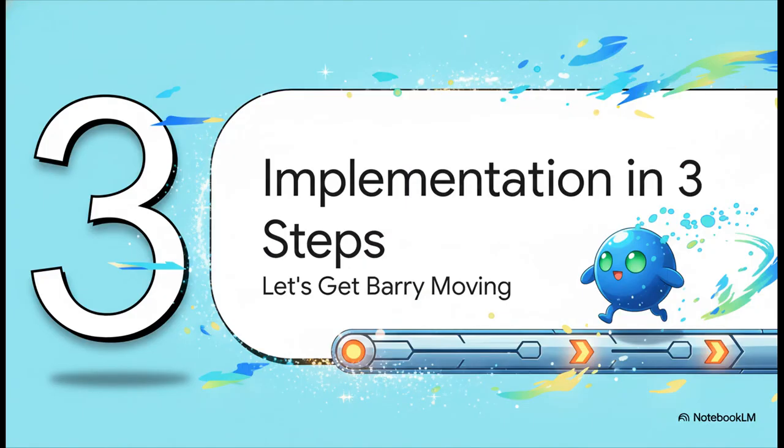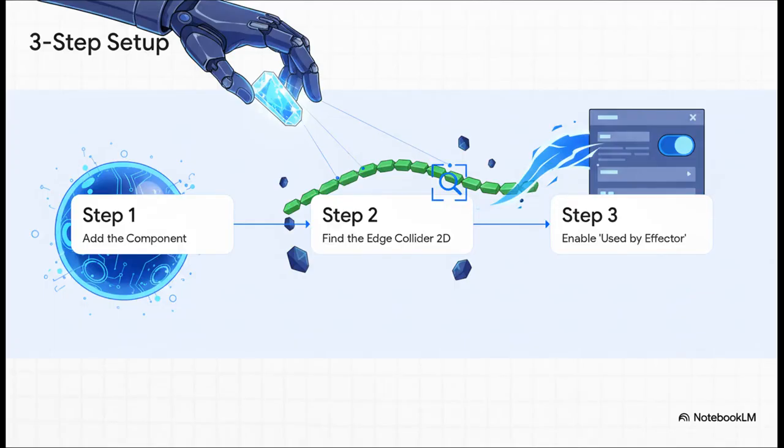Okay, enough theory. It is time to get our hands dirty and actually put this thing to work. And I promise you, this is going to be so much easier than you think. We are going to get Barry moving in just 3 simple steps. Let's do it. Here's the entire game plan at a glance. It's super simple. First, we just add the Surface Effector 2D component. Second, we need to find the specific collider that's acting as our ground. And third, we just have to tell that collider, hey, I want you to use the effector we just added. Let's break down each one.